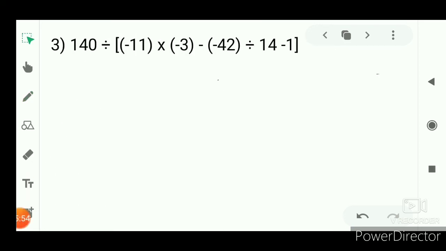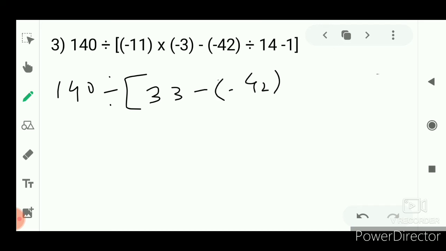Let's see the third question. 140 divided by bracket minus 11 into minus 3 minus 42 divided by 14 minus 1. Here multiple brackets are present, so we have to solve the innermost bracket first. So it will give 140 divided by, the bracket will remain as it is, minus 11 into minus 3 will give 33, then minus 42 divided by 14 minus 1.